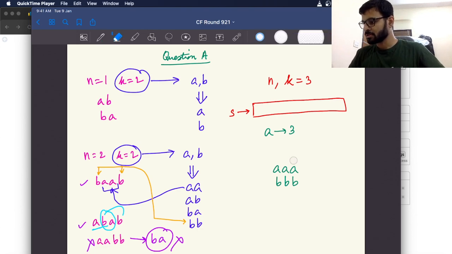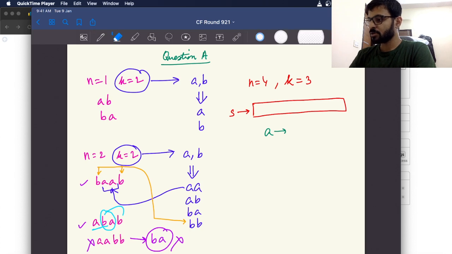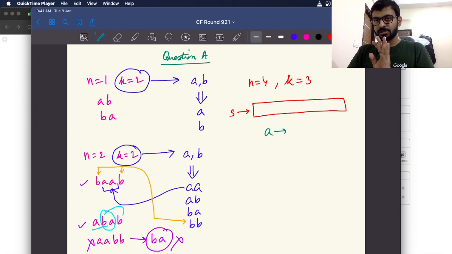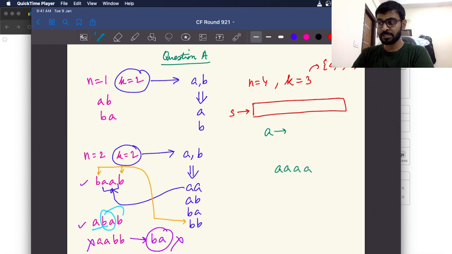I'm sorry, so I'll rectify it. Let's say n is equal to something like 4. Now what can I say? If n is equal to 4, that means all the strings using ABC, this 3 basically means ABC. Using ABC, all possible strings of length 4 should be there. So if I just look at AAAA, A should be a part, which means that A has to be present 4 times.